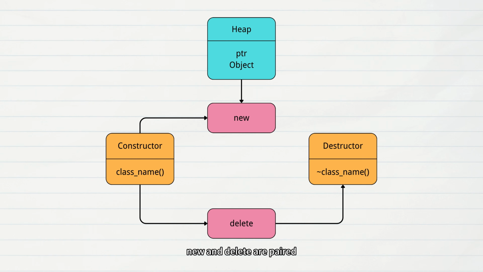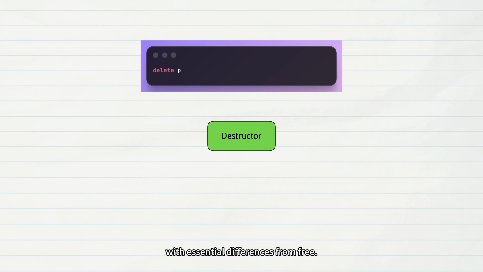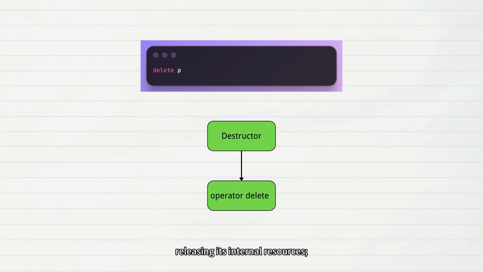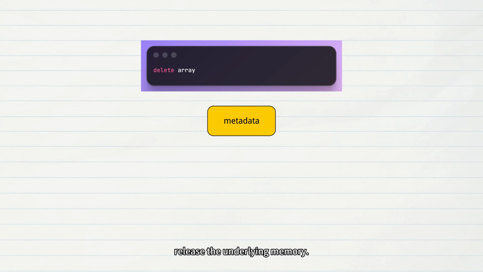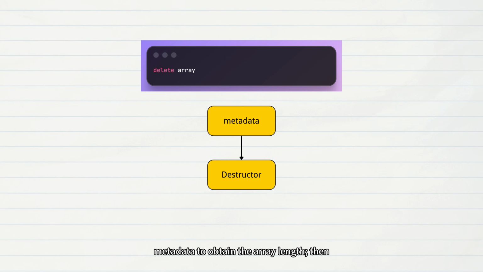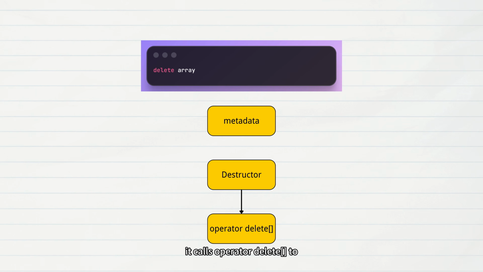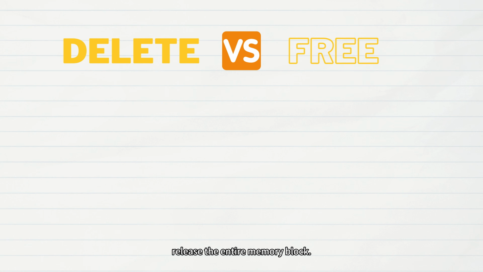New and delete are paired management mechanisms in C++. Delete is also a keyword expression, and its execution logic is completely symmetric to that of new, with essential differences from free. For a single object, delete first calls the destructor of the object pointed to by p, destroying the object and releasing its internal resources. Then it calls operator delete to release the underlying memory. For an array object, delete array function first reads the metadata to obtain the array length. Then it calls the destructor for each element from the end of the array to the beginning, avoiding order-dependent errors. Finally, it calls operator delete array function to release the entire memory block.